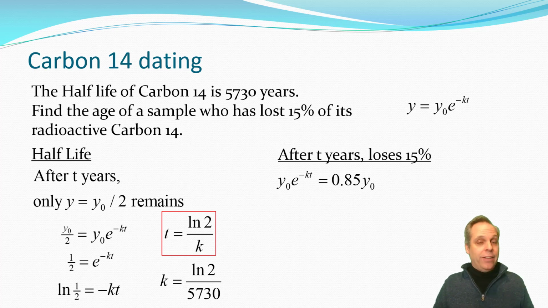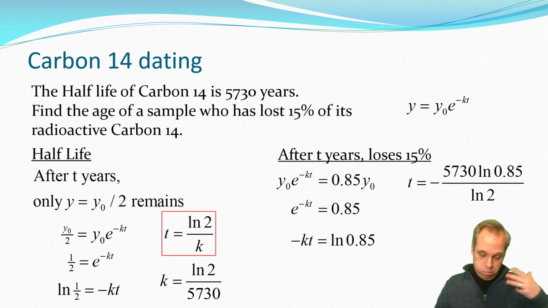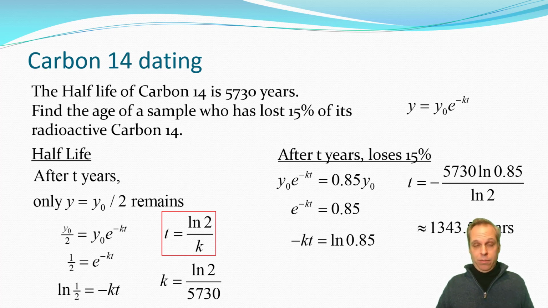And remember, I know what k is. So I can cancel y naught on both sides. I can then go ahead and take logarithms of both sides. You can then solve for t and just plug in what we know for k, and that's the exact amount. That is the number of years. So that's approximately 1,343.5 years, which is a really long time. That's how long ago this thing died. And again, this is just an approximation. Don't think this is the exact number.